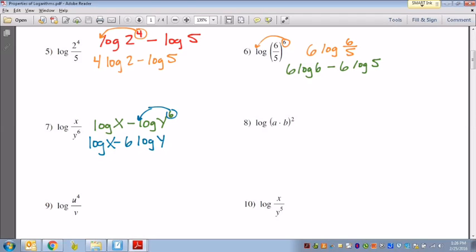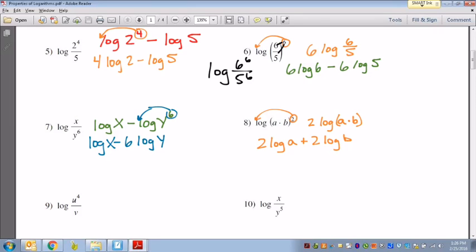Number 8, because it has an exponent and it applies to both numbers, let's move it up to the front. So it'd be 2 log a times b. And then we split that up to be 2 log a plus 2 log b. Another way you can think about it: usually when I'm dealing with exponents, I distribute the exponent to both numbers. So let's go back to number 6, for example. I can apply the 6 to both and have log 6 to the 6th over 5 to the 6th. And then I could separate it out like that, and you get the same thing, but that's another way to think about it. All right, number 9.